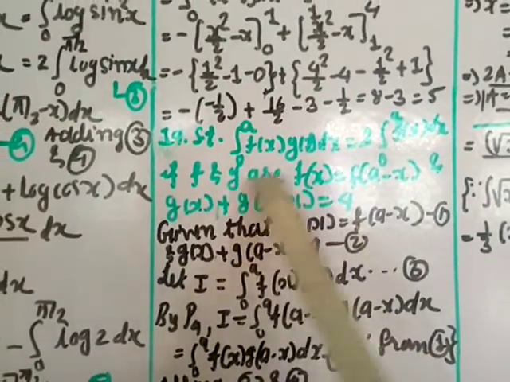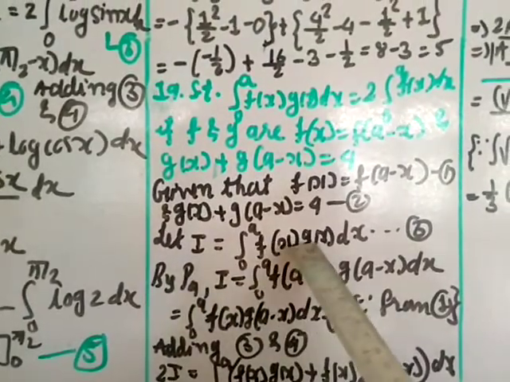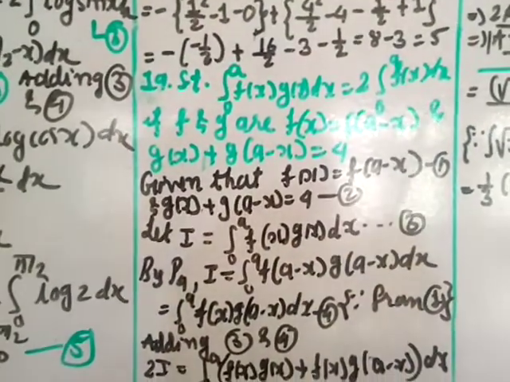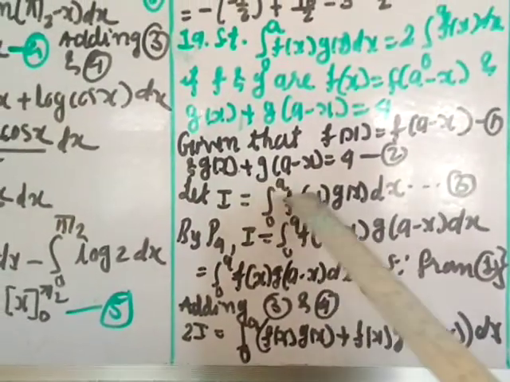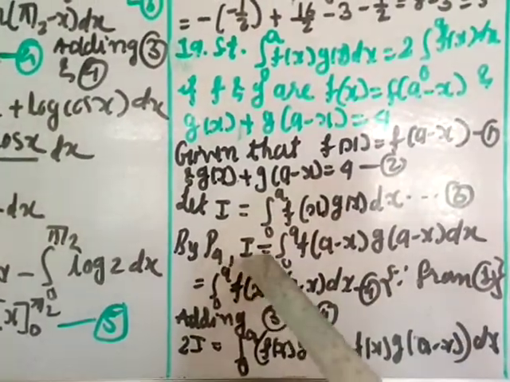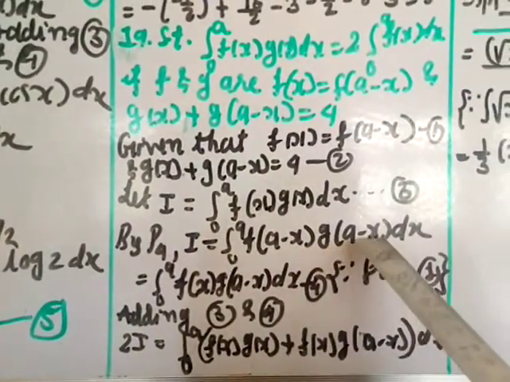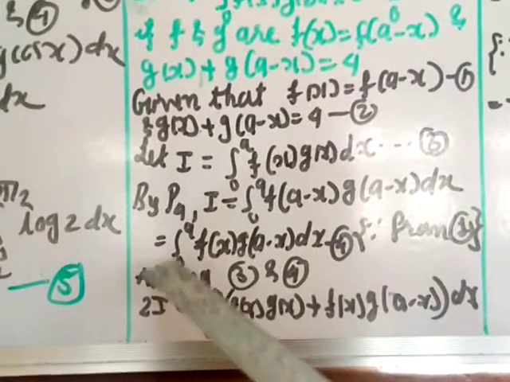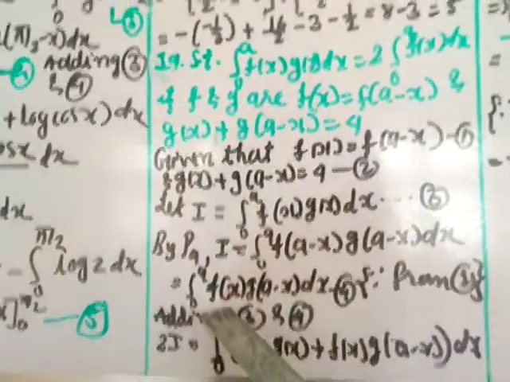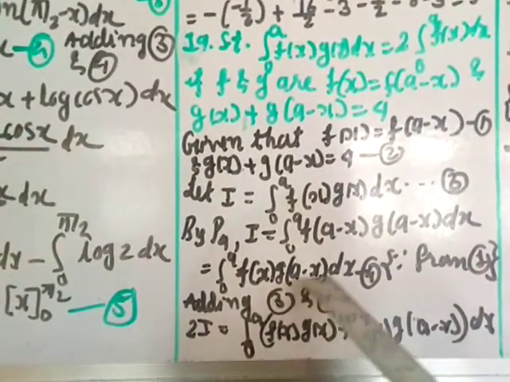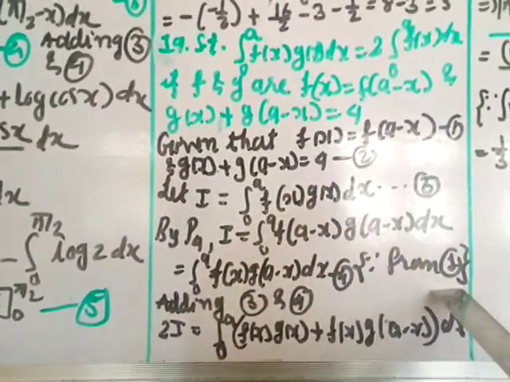Now this is my integral I. Start with that. I is equal to integral 0 to a f of x into g of x dx, call it number 3. Now apply the property P4, instead of x put a minus x in both places. So I is equal to integral 0 to a f of a minus x g of a minus x dx. Then 0 to a f, instead of f of a minus x, from number 1 you put f of x, g of a minus x dx, call it number 4. That is, I have written this value from number 1.